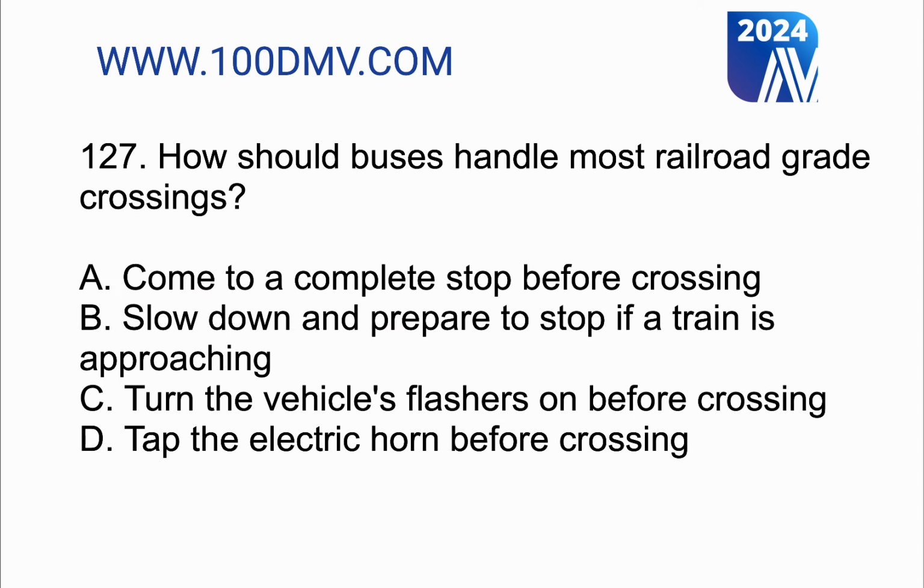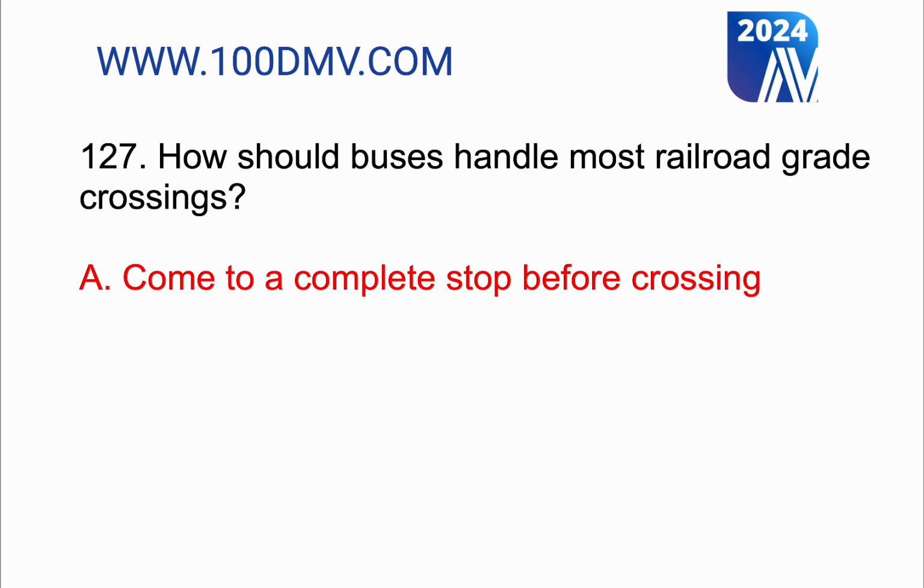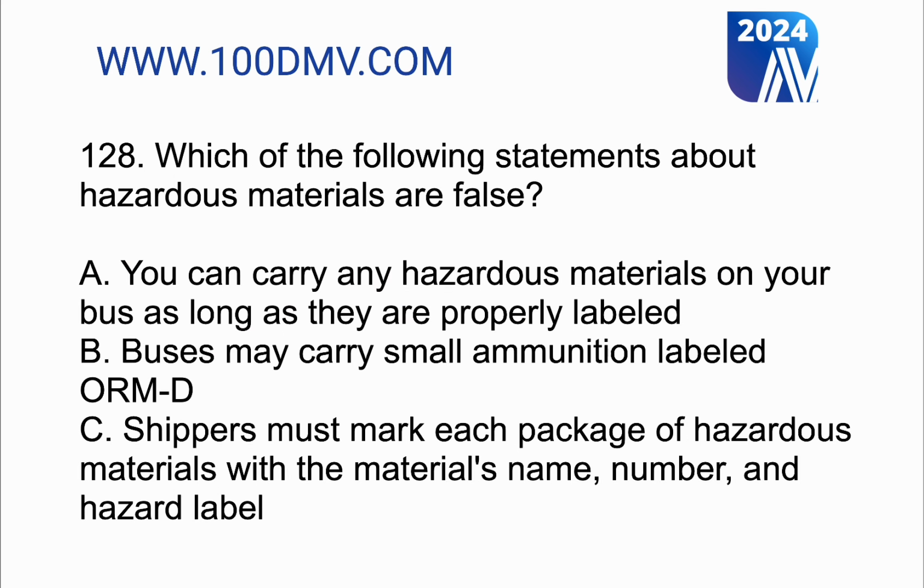127. How should buses handle most railroad grade crossings? A. Come to a complete stop before crossing. B. Slow down and prepare to stop if a train is approaching. C. Turn the vehicle's flashers on before crossing. D. Tap the electric horn before crossing. The correct answer is A, come to a complete stop before crossing.